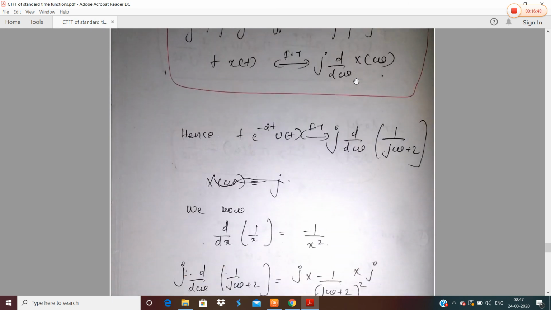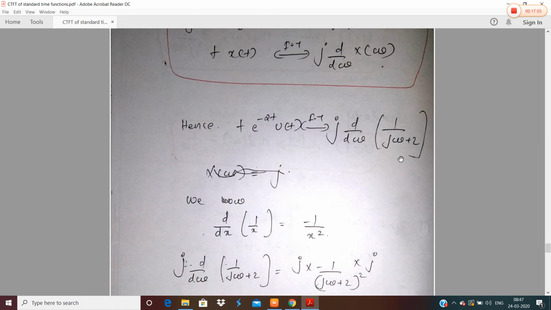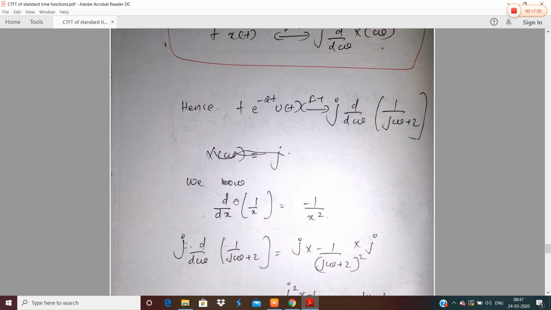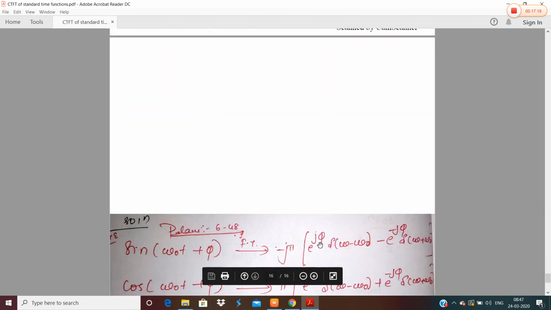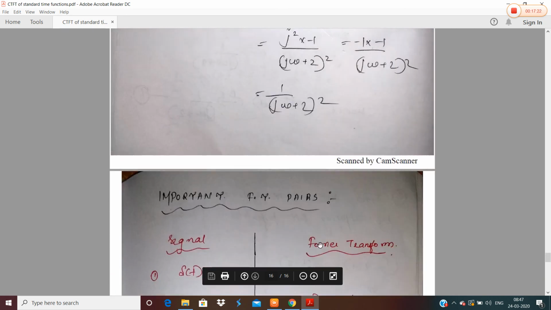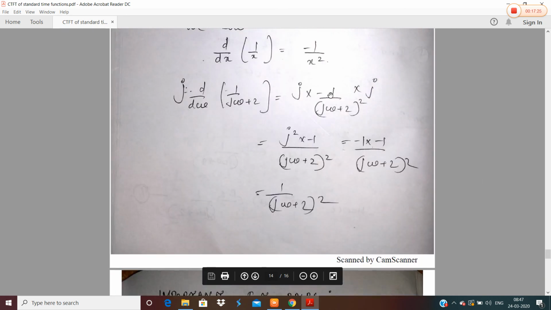Hence, substituting here x of t is e raised to minus 2t u of t, and we have t into e raised to minus 2t u of t as the whole function. Applying frequency differentiation property, we have j into d by d omega of 1 by j omega plus 2. We know that this section, it is of the form d by dx of 1 by x, which is equal to minus 1 by x square. Hence, solving the RHS, we have j, which is the j here, d by d omega of 1 by j omega plus 2 as j into, we'll just differentiate that particular equation as minus 1 by j omega plus 2 whole square and just multiply by j.